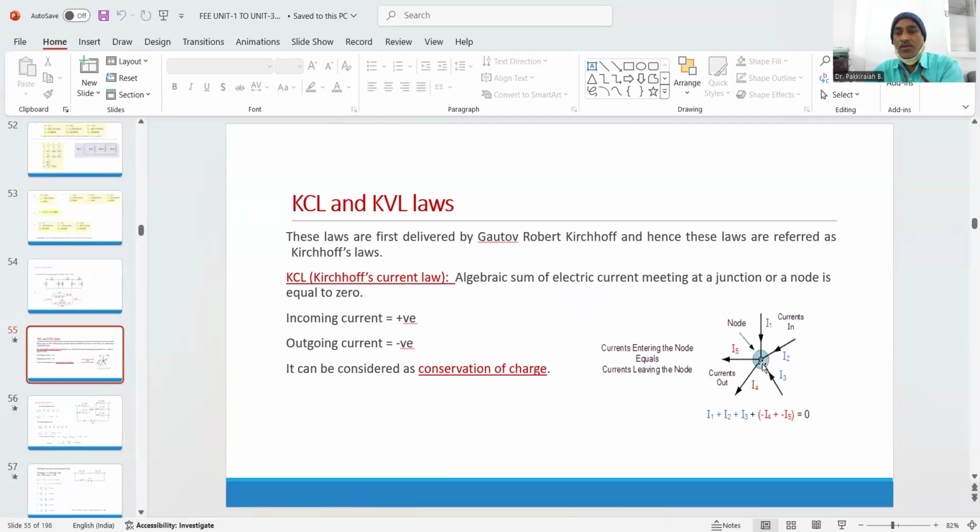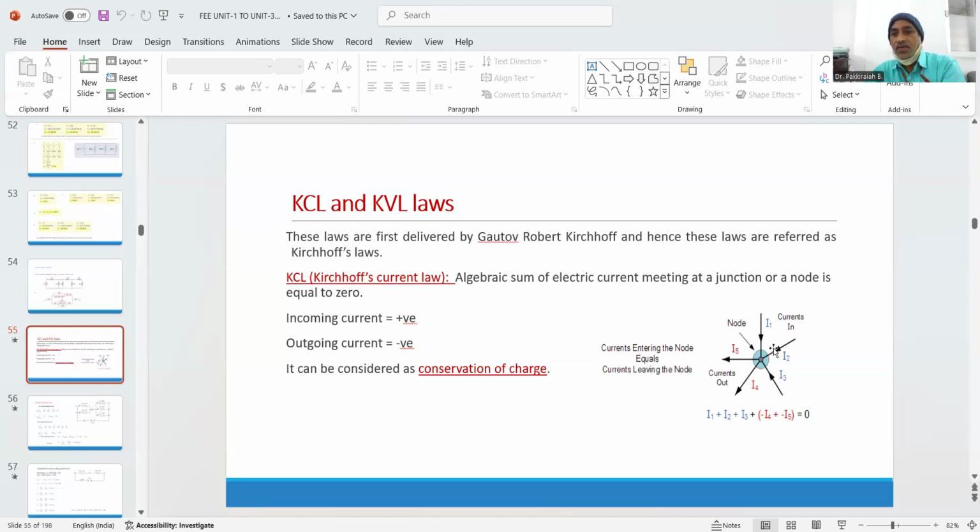With respect to the node or junction, for the representation of current, if current is entering into the node, the notation will be given as a positive sign. If the current is moving out from the node, the notation will be given as a negative sign. So entering current, we can also call incoming current, with positive sign. Outgoing current we will represent with a negative sign.